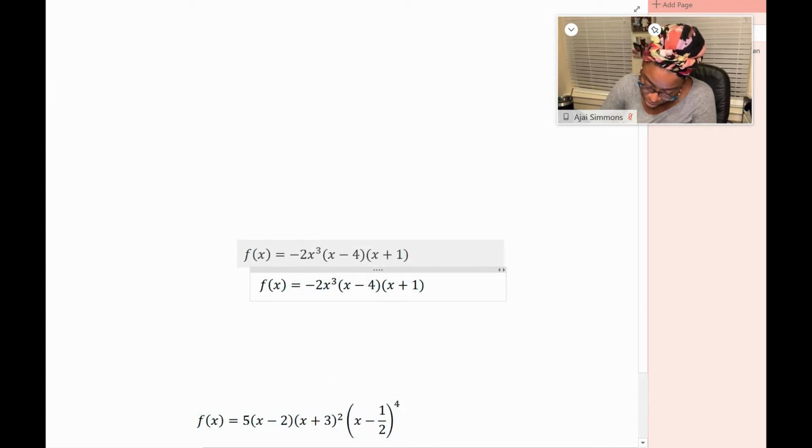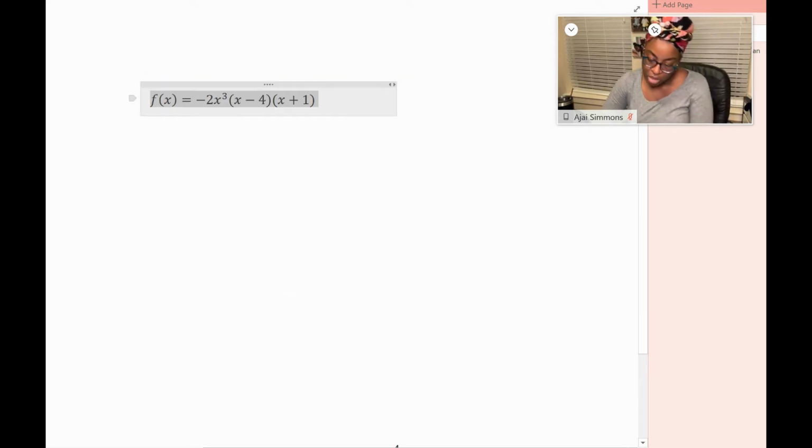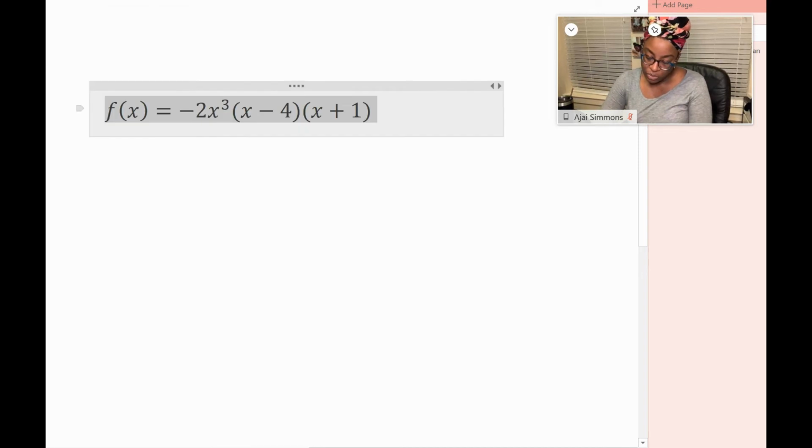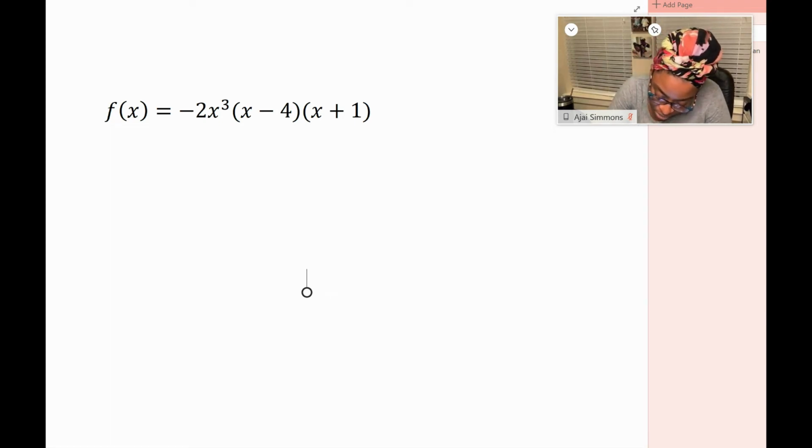Let's do both. We'll do both. I think I have enough room to do both. Okay, let's take a look at this one first. So I want to do this one because it has a monomial in it. Let's see. Let's talk about the zeros first.